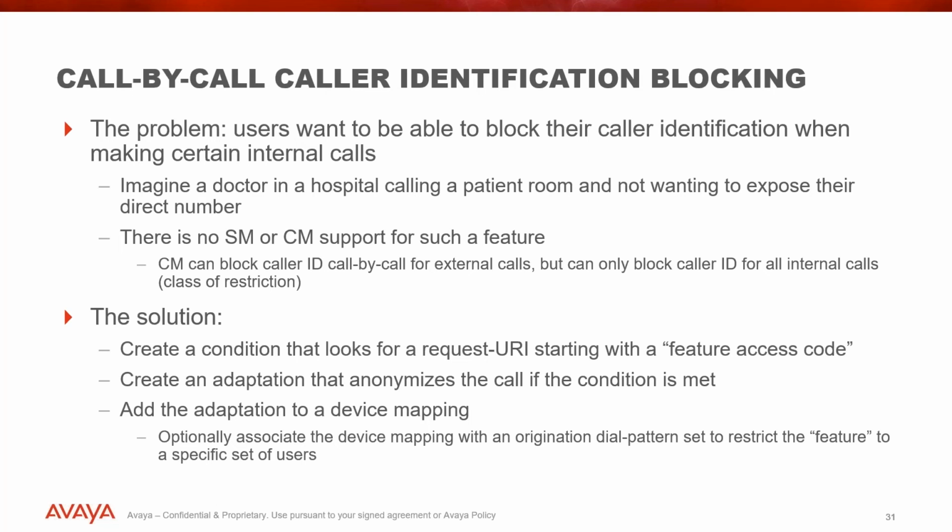So for the solution here, we'll create a condition that looks for a request URI starting with a feature access code, and I put feature access code in quotes because this is going to be a made-up feature access code. It's not an actual CM feature access code. We're going to create an adaptation that anonymizes the call if the condition is met. We're going to add that adaptation to a device mapping. You could optionally associate the device mapping with an origination dial pattern set that restricts this new feature to a specific set of users, or you could just leave it available to everybody. It's your choice.